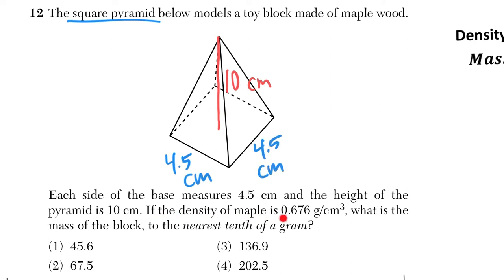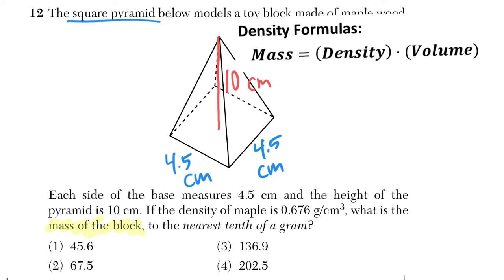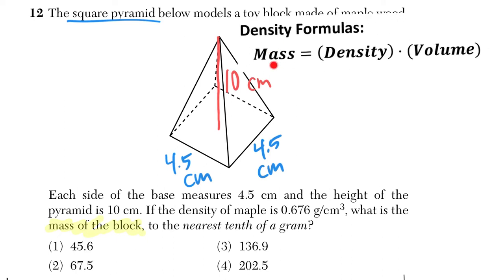All right. If the density of the maple is 0.676 grams per cubic centimeter, what is the mass of the block to the nearest tenth of a gram? So our objective is to figure out the mass of the block. How are we going to do that? We're going to use our handy dandy density formula and recognize that the mass, which is what we're looking for, is equal to the density times the volume. And what's great is that they already gave us the density. They gave us the density right here. What we need to do is figure out the volume.